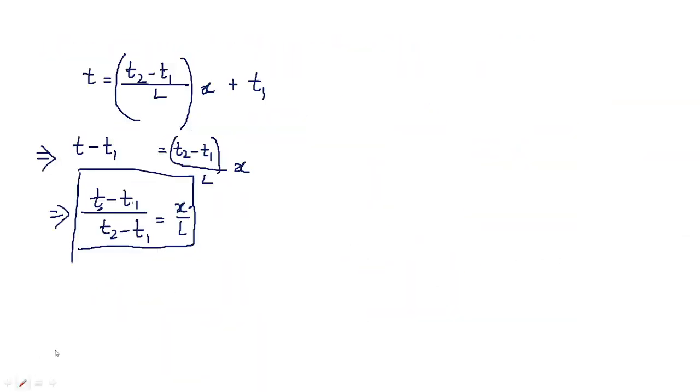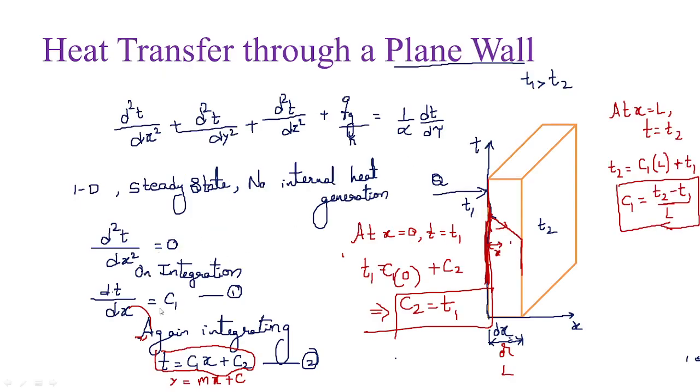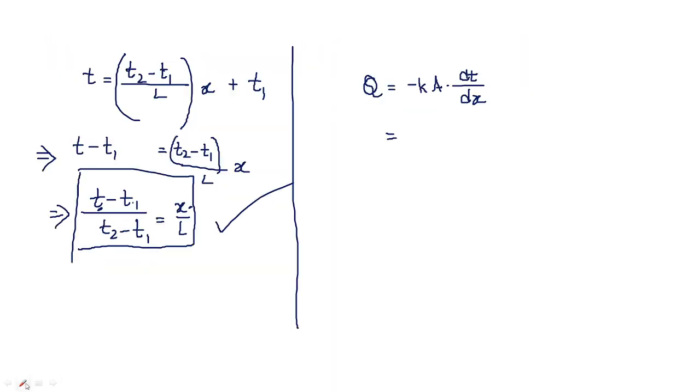The next thing is, here our goal is to determine the heat transfer also. Correct or not? So we have got temperature distribution to be linear, and by using this equation we can determine temperature at some distance x. Now we want heat transfer. What is the formula for heat transfer? Minus Ka into dT by dx. So dT by dx here, what we have got in equation 1, is equal to C1.